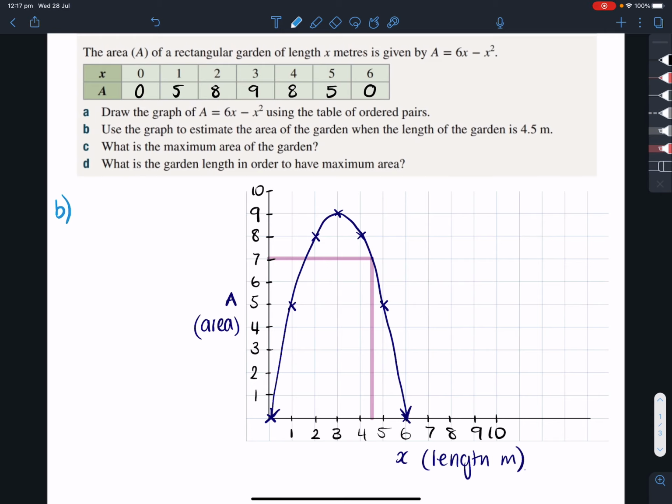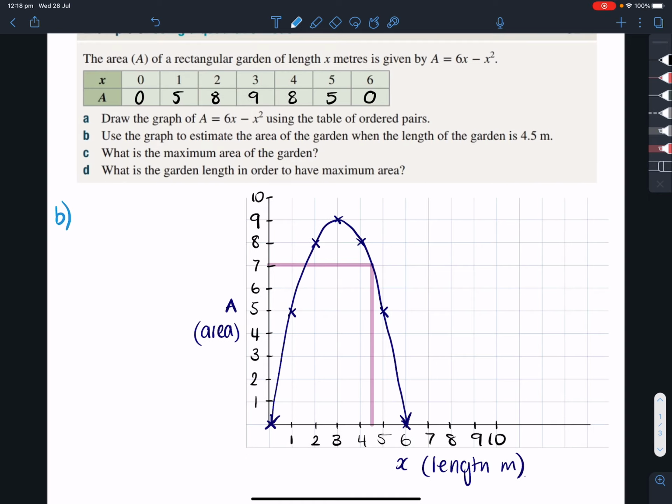see if 7 was the right answer. Now remember, it's reading off your graph. So even if my parabola is drawn a little bit lopsided, because I've read my values, 7 meters squared is fine to say for that total area. Okay, but they will accept a range. They might say we're going to accept anything between 6.5 and 7.5 because it all depends on how they've drawn their lines. Okay. So the graph estimates area of the garden to be 7 meters squared.